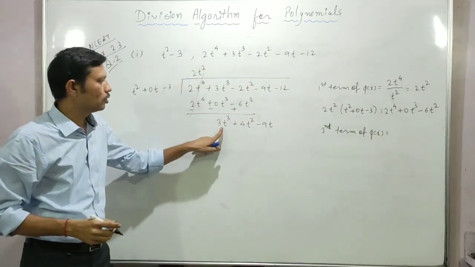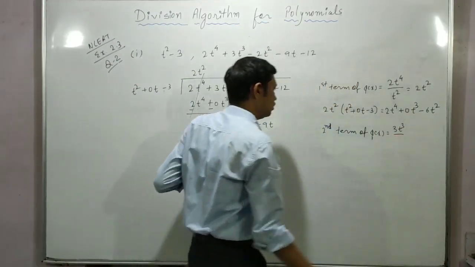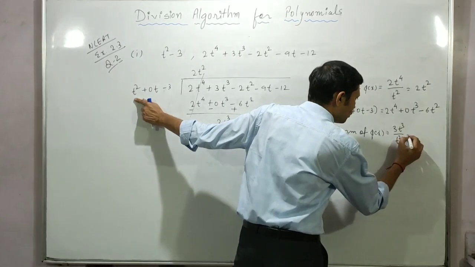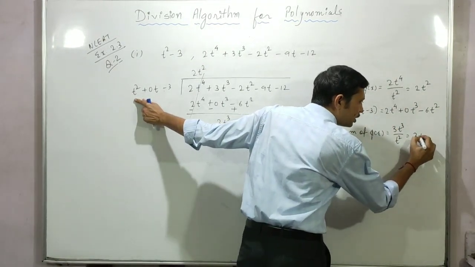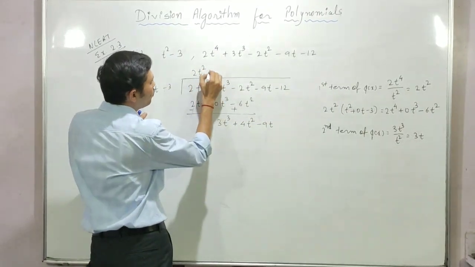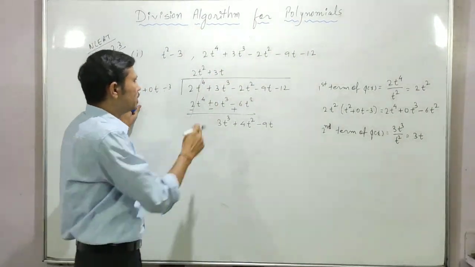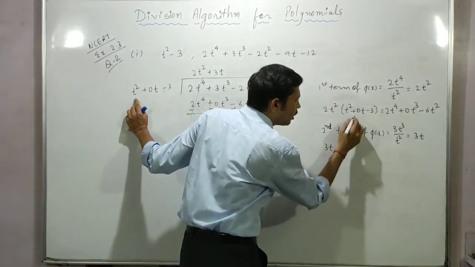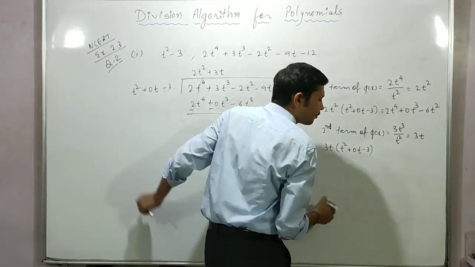how can we write it down? The first term of the dividend should be divided by the first term of the divisor. So the powers of t, 3 and 2, will be subtracted, so only 1 power is left. Okay, so we write down our second term of the quotient, that is 3t, and 3t multiplied with the divisor we have to write down here, so 3t, and my divisor is t square plus 0t minus 3.